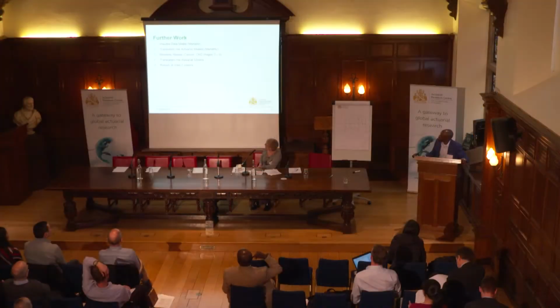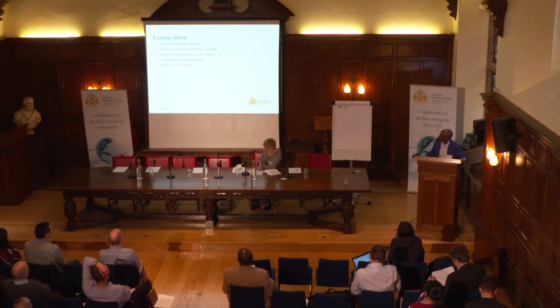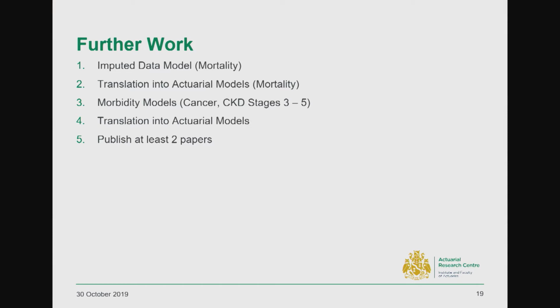Okay, for our future work, after having finished working with the full case, we are going to do an imputation of the data, and then we'll translate that into an actuarial model. We can also do the same thing with the morbidity models. Maybe we're going to look at cancer, and then we translate it into actuarial models. By the end of the research, we expect to publish 2 papers.